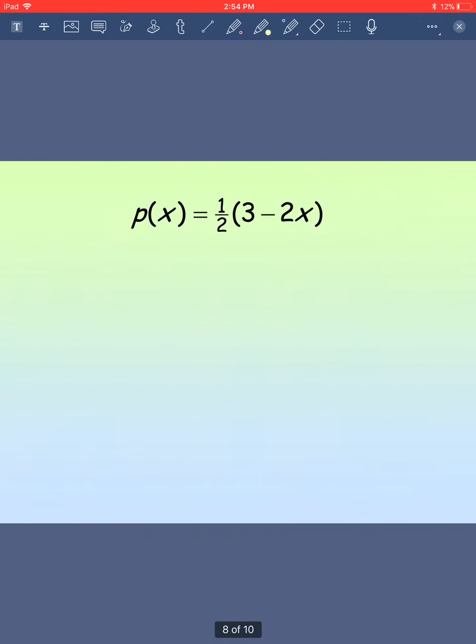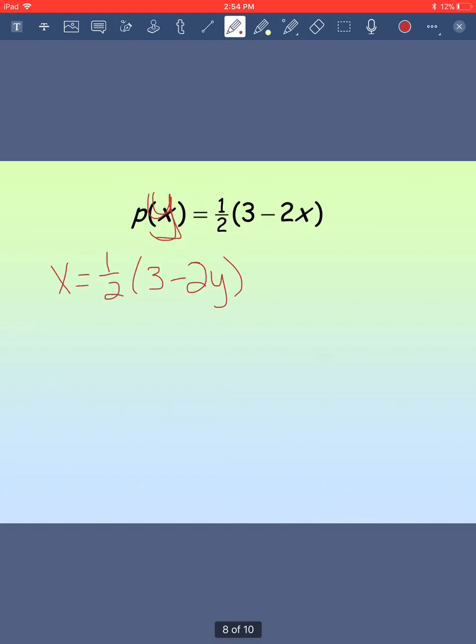I've got p of x equals 1/2 times 3 minus 2x. There are several different ways you can approach this one. You can distribute the 1/2, or you can jump straight into multiplying by 2. It doesn't really matter. So first I'm going to rewrite p of x to be a y. I'm going to switch x and y. So x equals 1/2 times 3 minus 2y.